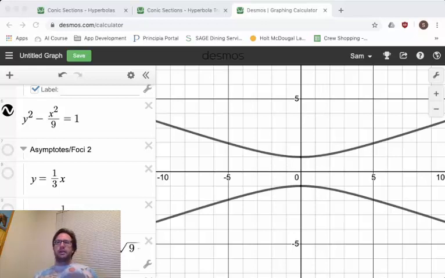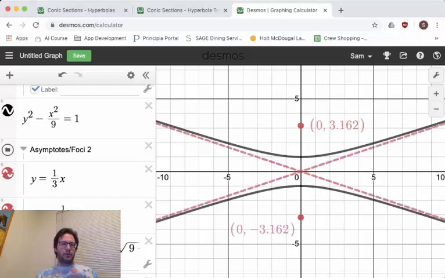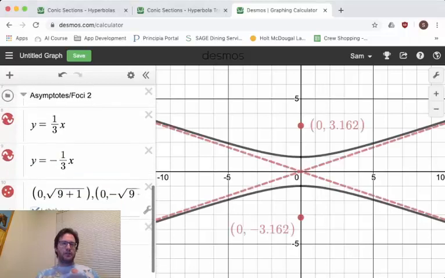Here's what that hyperbola looks like on the graph. We can see it's vertical, it opens up and down. Our vertices are at 0, 1, and 0, negative 1. And if I turn on my asymptotes and my foci, we see that the asymptotes are at 1/3 x and negative 1/3 x. We have the square root of 10 for the foci. We can see the decimal approximation that's used there on the graph that represents the 0, square root of 10 and 0, negative square root of 10. So that's how to find vertices, foci, and asymptotes for a hyperbola.